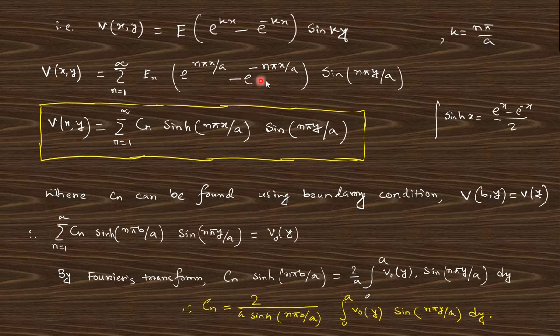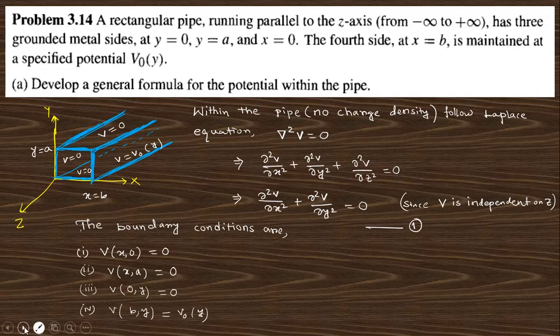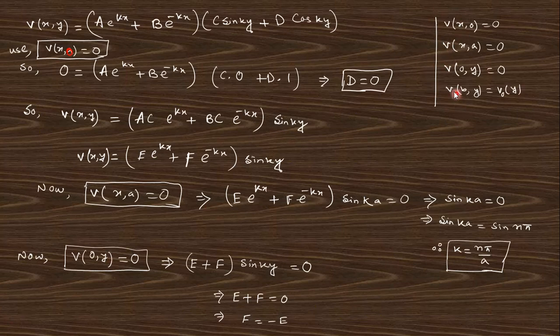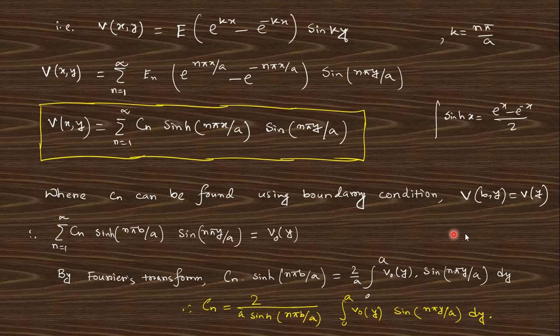So this is nothing but the sine hyperbolic of x, and this and this combined give this constant, and this is sine. So this is the potential expression for this distribution within this cube, right? Where Cn can be found from the boundary condition. We used three conditions already; from the fourth condition we can find the value of Cn.